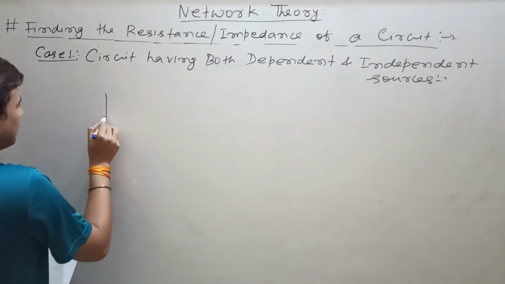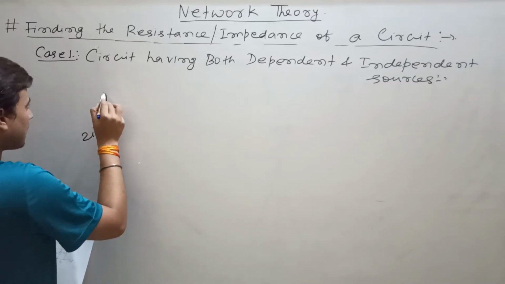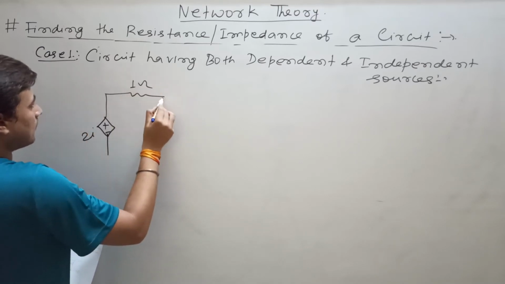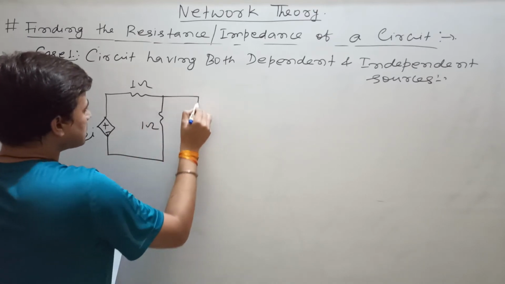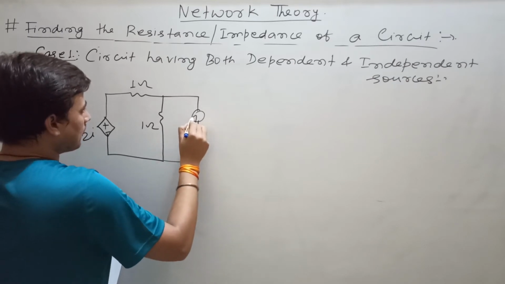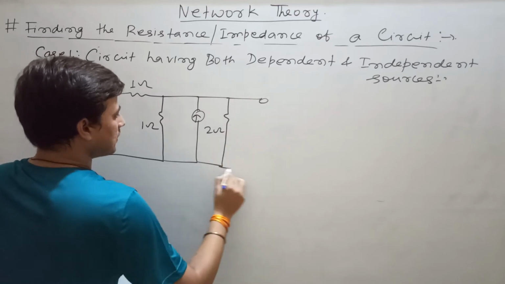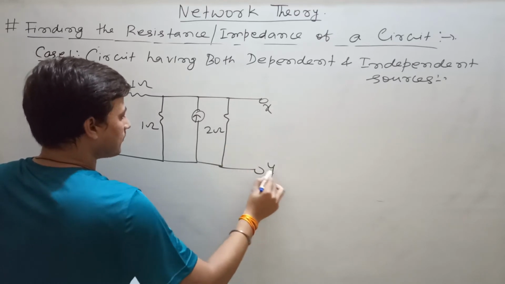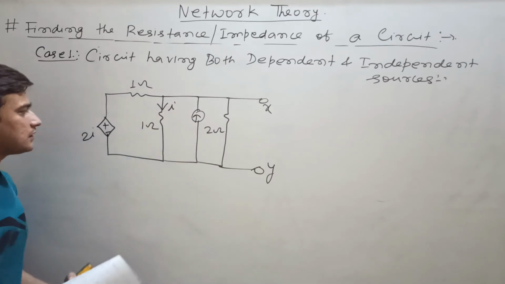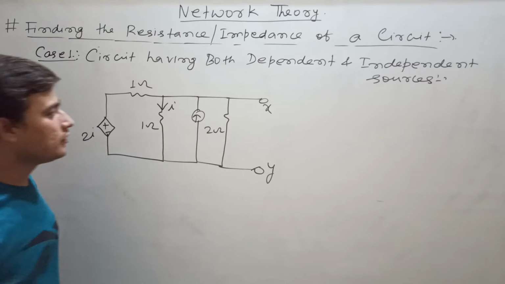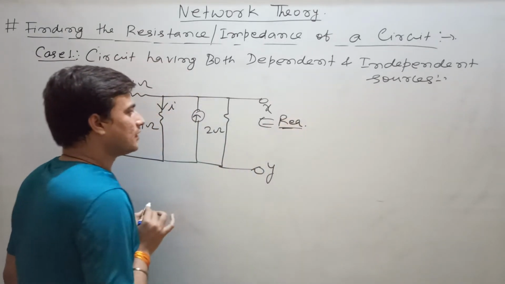It is written that you are having a dependent source plus minus 2i. You are having the resistance 1 ohm, another resistance 1 ohm, current is 2 ampere, another resistance of 2 ohm, the terminal is X and Y, and here the current is I. Now you have to find R equivalent from this terminal.